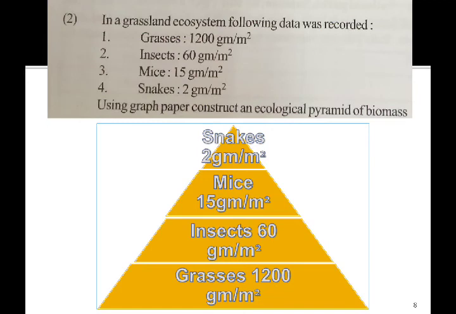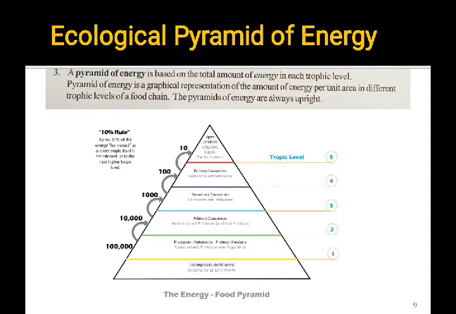Okay, so here the grass is going to occupy the major area. Now you can either draw it on the graph paper, or directly, but if you draw, make sure that you are making the proper scaling of it. So grasses is 1200, then the next level is 60, then the next level is 15, and then the snakes are just occupying 2 gram per meter. Now here it is taken into the meter. Understood? So let us see the example.